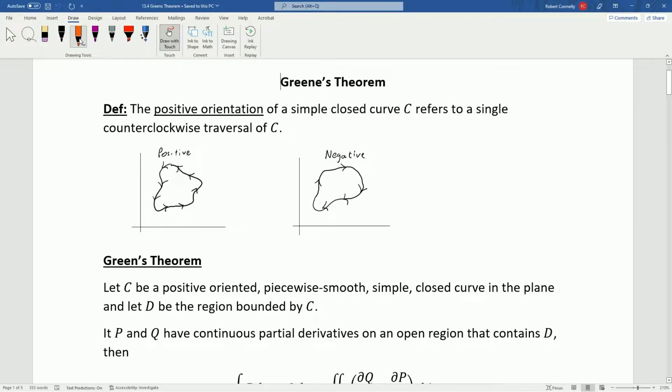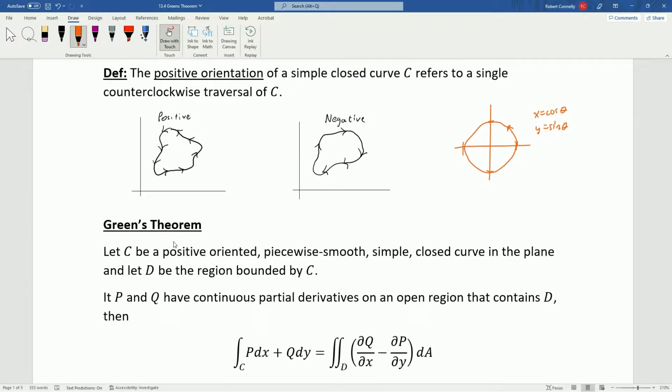So this should make some sense considering the standard orientation for the parameterization of the unit circle is x equals cosine of theta, y equals sine of theta, right? That's a counterclockwise parameterization. So it kind of makes sense to just make that our positive orientation.